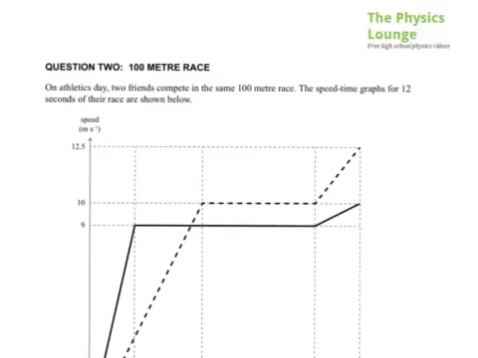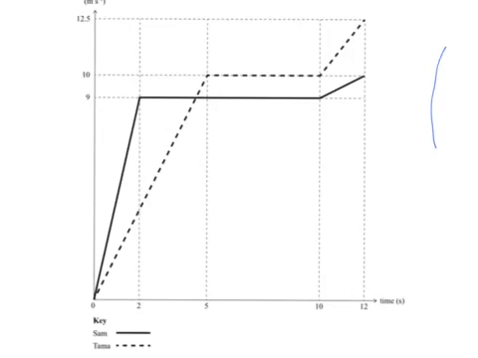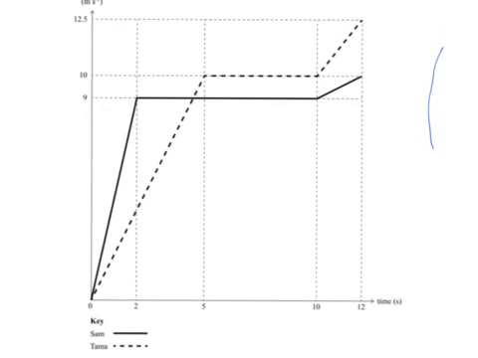Question 2 from the 2012 Level 1 Mechanics paper. On athletics day, two friends compete in the same 100 metre race. The speed time graphs for their race are shown below. The black darker line is Sam and the dotted line is Tama.